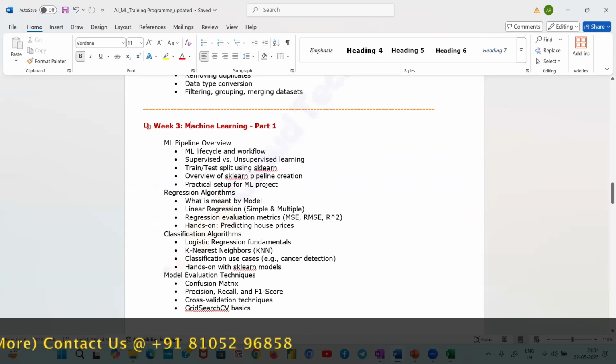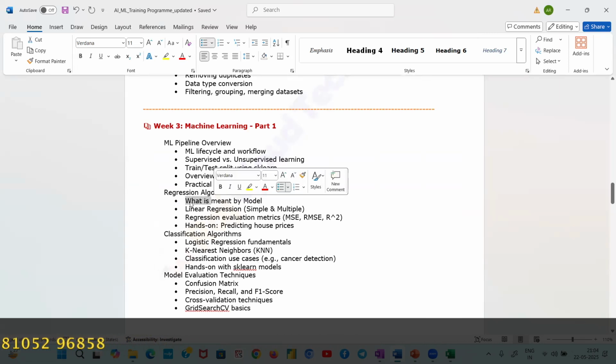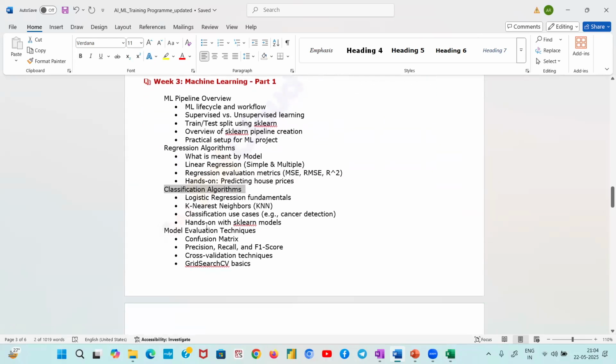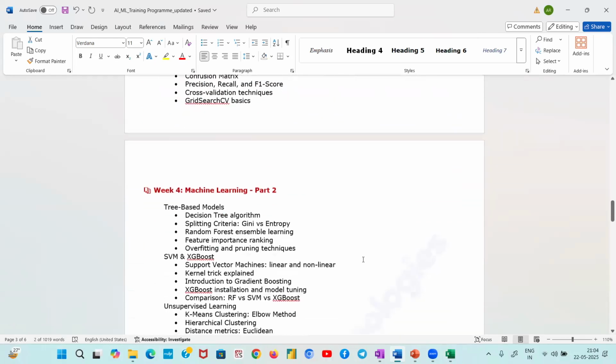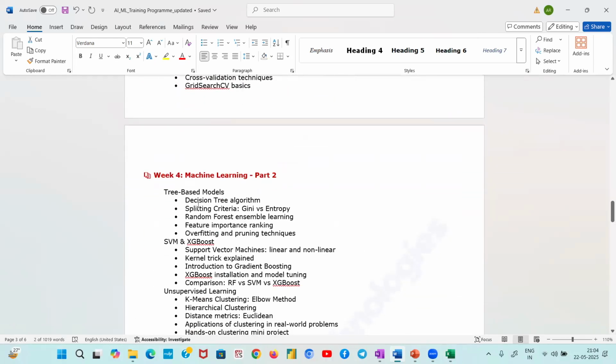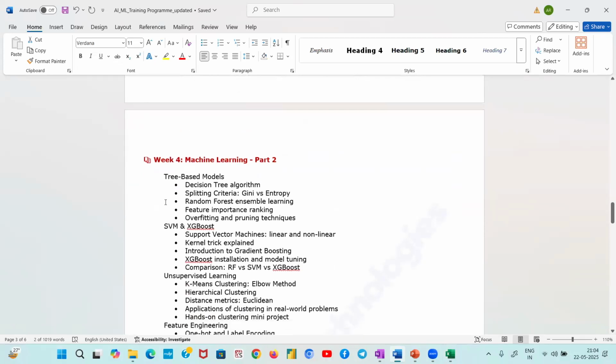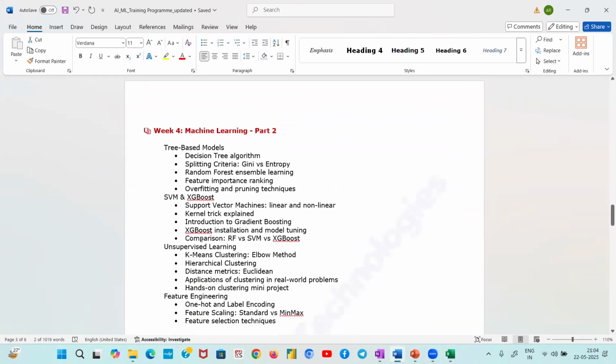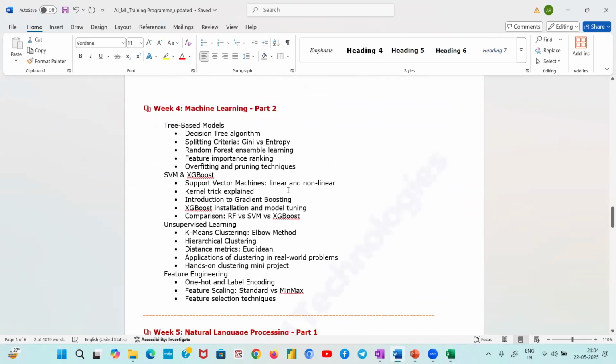A lot of different models are there. Some models are called regression models, some are classification models, and there are some other techniques. In another week we also continue with machine learning models: tree based methods, SVM based methods, unsupervised methods, feature engineering, all these. So for the entire 2 weeks we are going to learn it completely in detail.